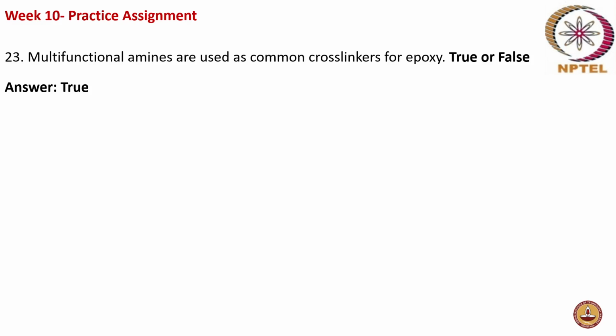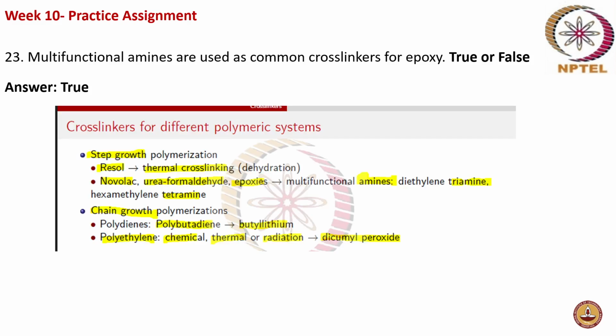The answer is true. Yes, multifunctional amines are used for epoxy. For step growth polymerization, for example Resol, there is thermal cross-linking through dehydration. For materials like Novolac, urea formaldehyde, and epoxy, multifunctional amines, for example diethylene triamine or hexamethylene tetramine, are used. In case of chain growth polymerization, for polydienes like polybutadiene, butyl lithium is used. For polyethylene, chemical, thermal or radiation cross-linking is used. In case of chemical, peroxides like dicumyl peroxide are used.